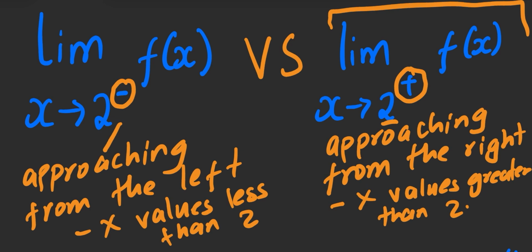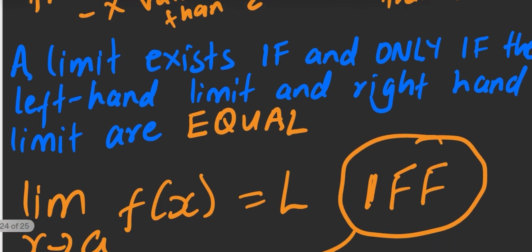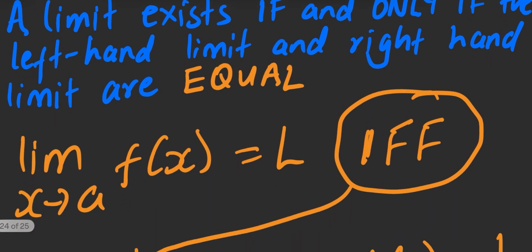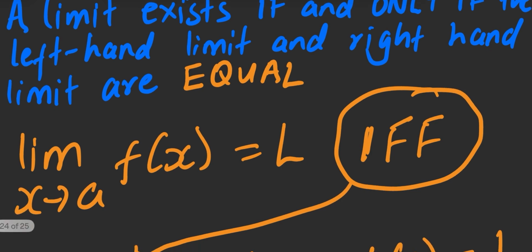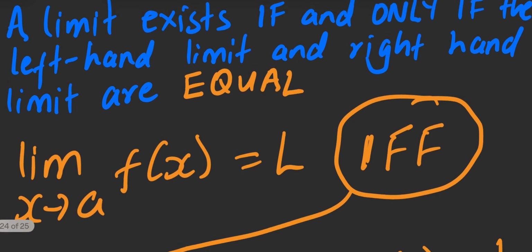How does this tie into the actual limit? A limit exists if and only if the left-hand limit and right-hand limit are equal. Notation-wise, this is what it means. The limit as x approaches a of f of x is equal to L. IFF just means if and only if. It's a math notation that's used, so don't worry about that.